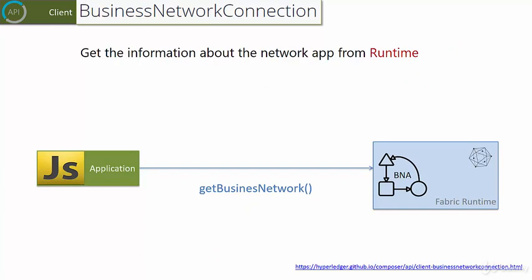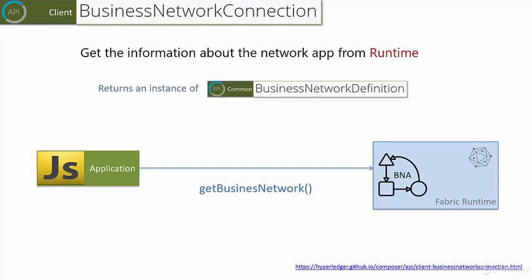When you invoke this function, you would receive an instance of the business network definition class. In the lecture on admin connection, I introduced you to the business network definition class. There I talked about how you could create the instance of business network definition by reading an archive or by reading the model project from a directory. Now I'll talk about how you can use the business network definition for getting access to the resource factory.